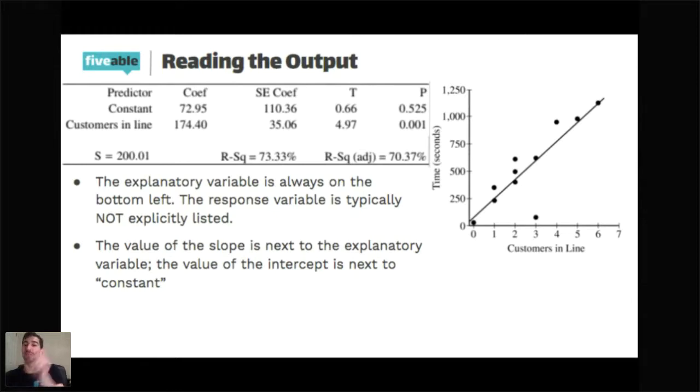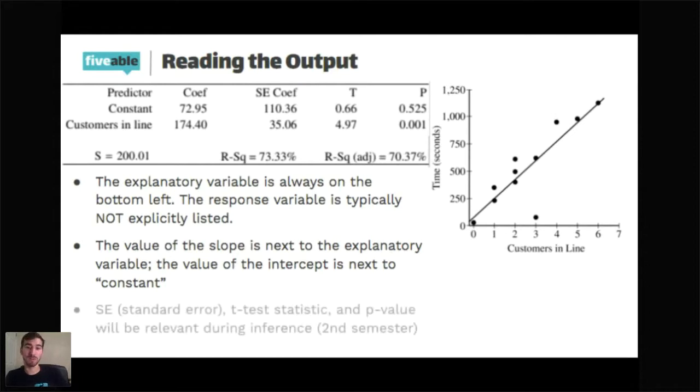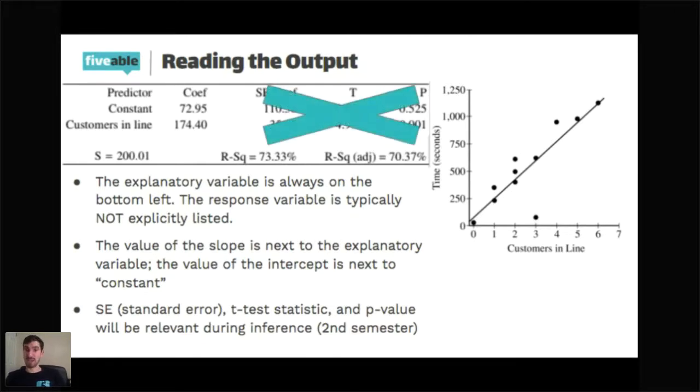So you'll need to make sure you read the paragraph or look at the scatter plot to figure out what that response variable is. Okay, the stuff in the top right, so that SE stands for standard error of the coefficients, the t-test statistic and p-value. For right now, in 99% of cases, if you're in the first semester of an AP Stats course, you can ignore those. You can also ignore the R squared with the little adjusted next to it.